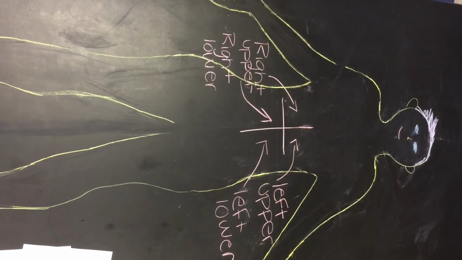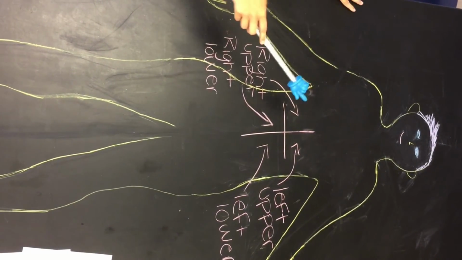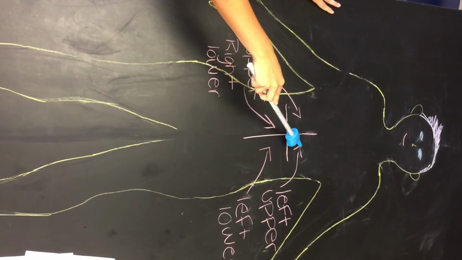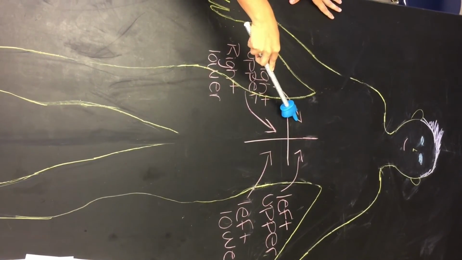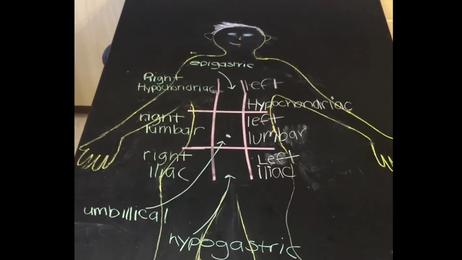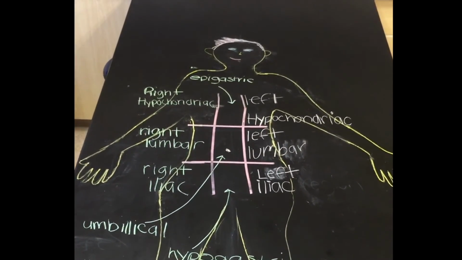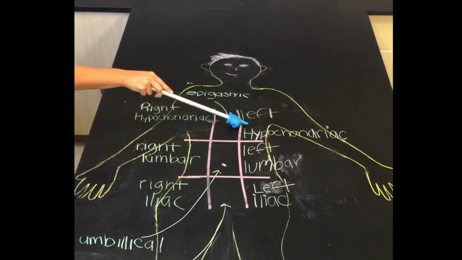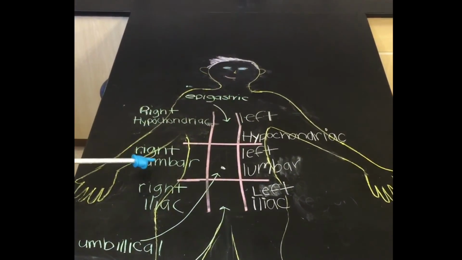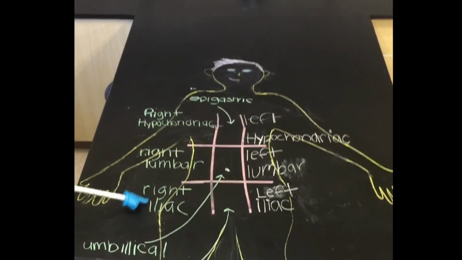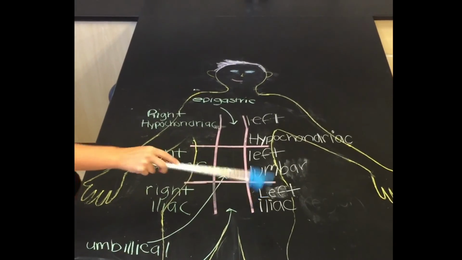The abdominopelvic area is divided into four quadrants based on anatomical position, and this is the left upper quadrant, right upper quadrant, left lower quadrant, and right lower quadrant. The nine regions of the abdominopelvic area include the right hypochondriac, the epigastric region, the left hypochondriac, right lumbar, umbilical, left lumbar, the right iliac, the hypogastric, and the left iliac.